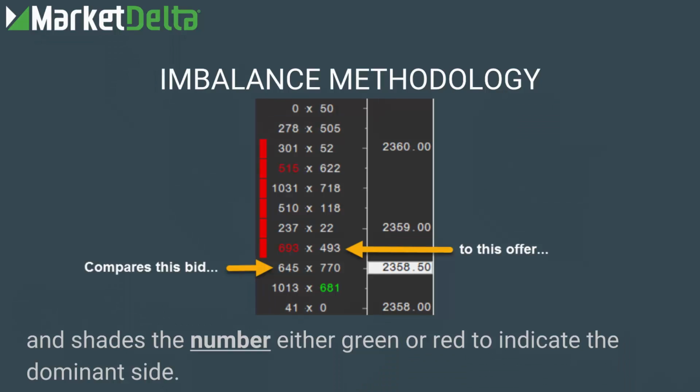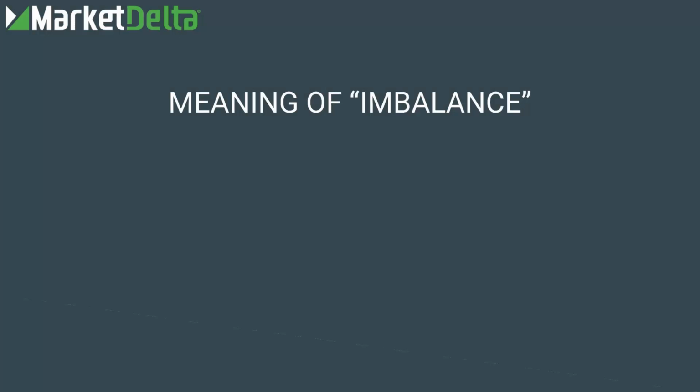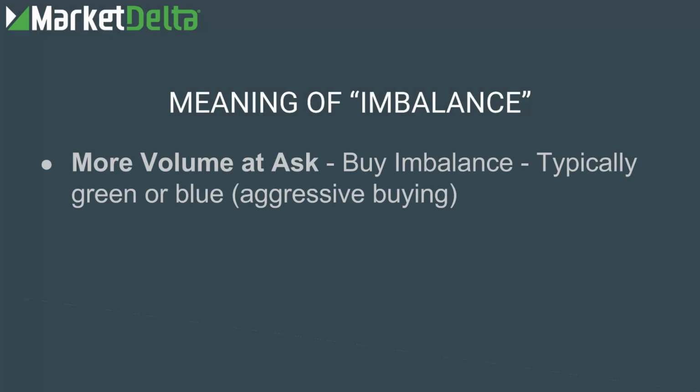Okay, so let's move on. I just showed you this. Hopefully it's clear how this methodology works. It's not in line, it's not side to side, it's this diagonal comparison. It'll make more sense once you see it in real time. So, the meaning of imbalance: more volume at ask would be a buy imbalance. So it's typically green or blue, which would represent aggressive buying. It's what I just showed. So it's when you have that diagonal relationship, which is always in place.